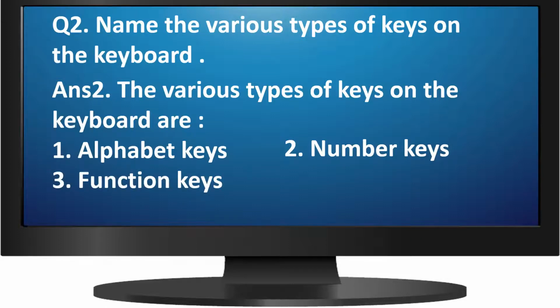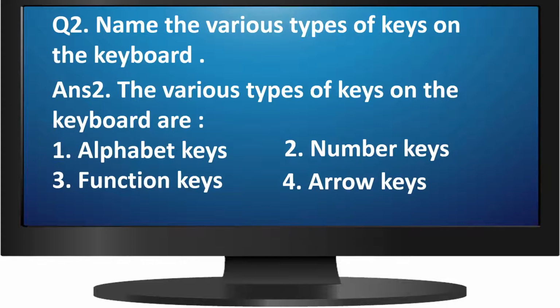Number 3, function keys. The keys above the number keys and marked with F1 to F12 are known as function keys. Each of these keys is used for a special function. The function keys are placed at the top row of the keyboard. These keys are programmable and are denoted by letter F. Function keys range from F1 to F12.